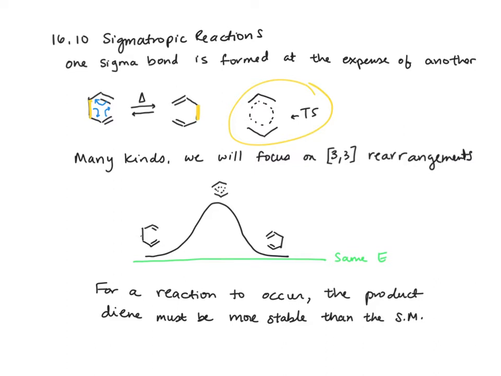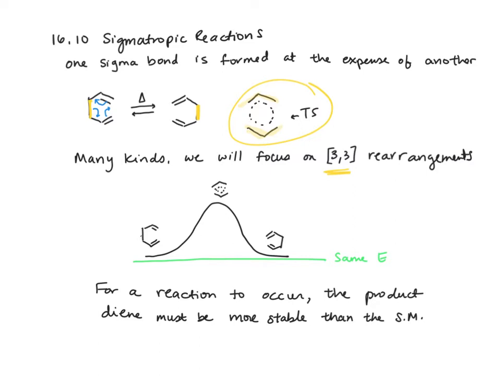There are many kinds of sigmatropic reactions, but we're going to focus on the 3-3 rearrangements. This means that there are 3 atoms between the atoms that are rearranging. There are 3 carbon atoms between the atoms that are rearranging.